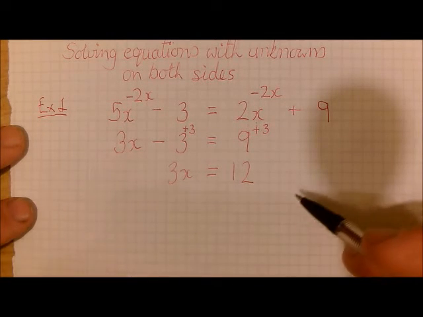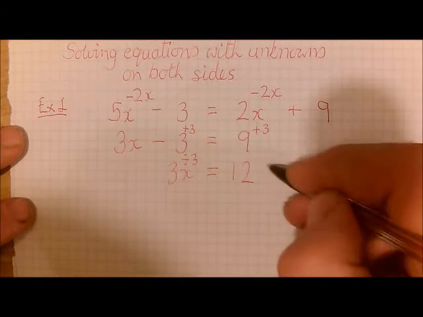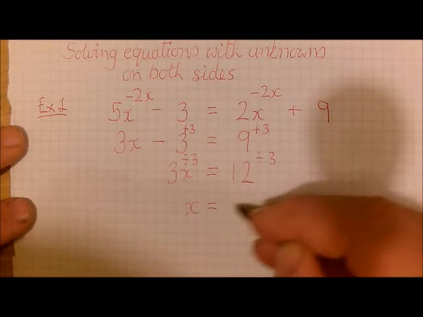X is now just being times by 3, so I have to divide both sides by 3, and x is 4.